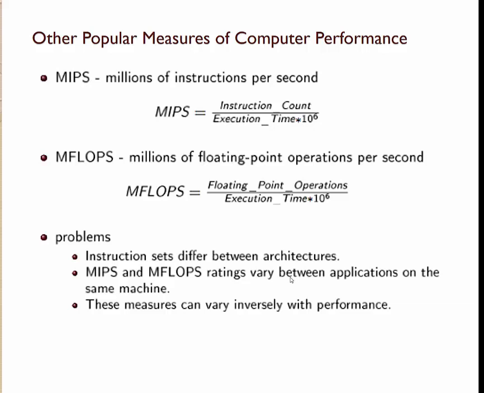MFLOPS, or megaflops, stands for millions of floating point operations per second. Sometimes people who work in scientific applications realize that floating point operations are a limiting factor, so they're more concerned about that. There are several problems with using MIPS and megaflops. First, the power of an instruction set can vary between machines. Second, MIPS and megaflop ratings will vary between applications on the same machine. And finally, there are a number of other factors affecting execution time besides the number of instructions executed. For instance, a more powerful instruction set does more with fewer instructions and could have a lower MIPS rating and still have a faster execution time.